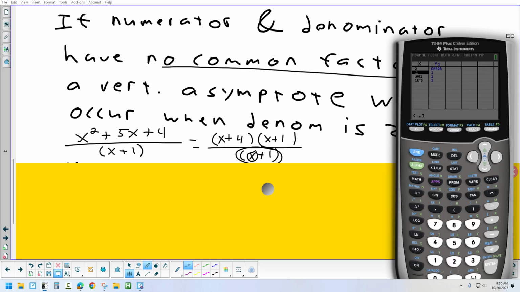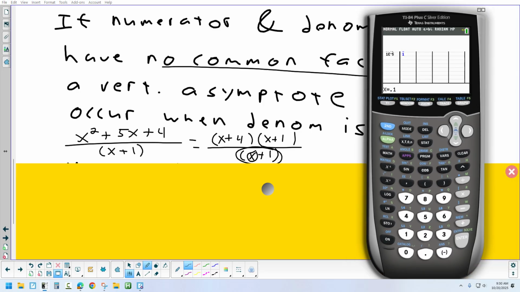Now, if I can graph it real quick and show you. So let's graph x squared plus 5x plus 4 over x plus 1. You don't even have to factor it. The calculator will figure that out. And watch what happens when you get to -1. Let me zoom back out. -1's right about here. Doesn't look like anything happened at all. It went right through it without a problem.